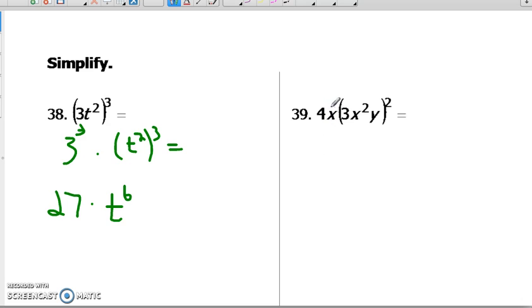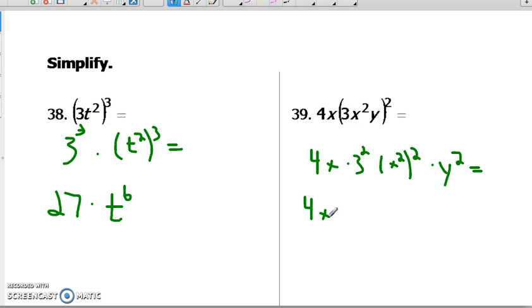So first, the 4x out here is not being squared, so I'm just going to keep the 4x the same. It's not going to come into play till a little bit later. So now everything inside of this parentheses is being squared. So I have 3 squared, and then x squared raised to the second power, and then I have y squared. Okay, so then I can go back through here, and 4x stays the same.